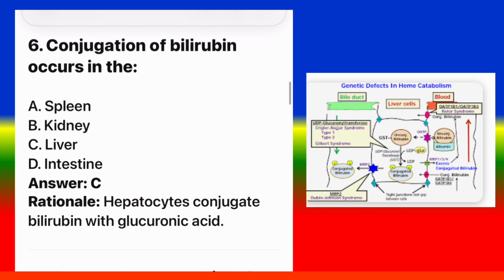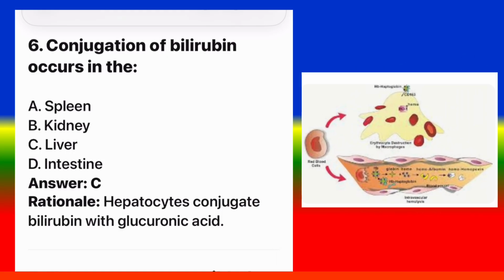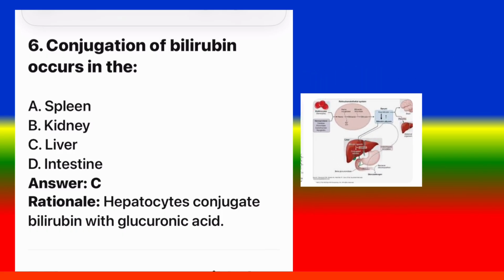6. Conjugation of bilirubin occurs in the: A. Spleen, B. Kidney, C. Liver, D. Intestine. Answer C. Rationale: Hepatocytes conjugate bilirubin with glucuronic acid.